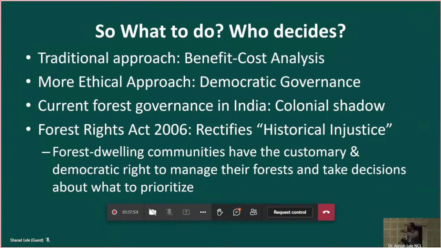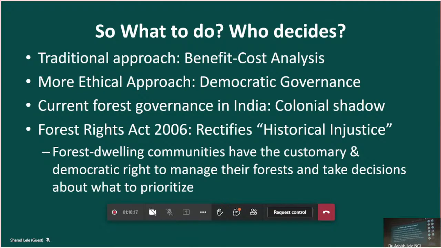And effectively, this act is propagating the principle that you and I also have rights in our own local environments to make similar decisions about our local environments, whether you're a ward member or a citizen of a ward in Pune, or whether you're a citizen of a Gram Sabha in Gadchiroli. You have rights over your environment to take decisions about how it should be managed and what is to be prioritized.